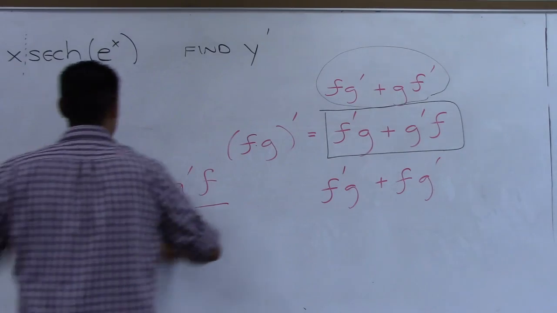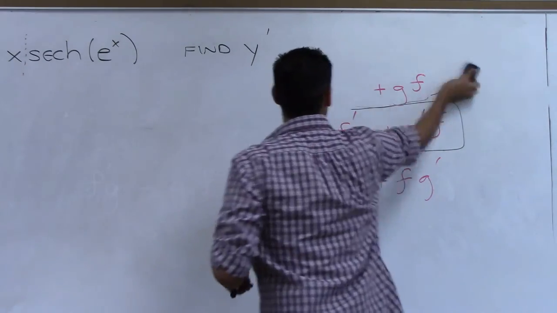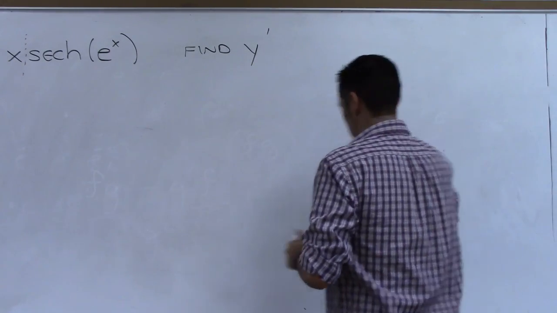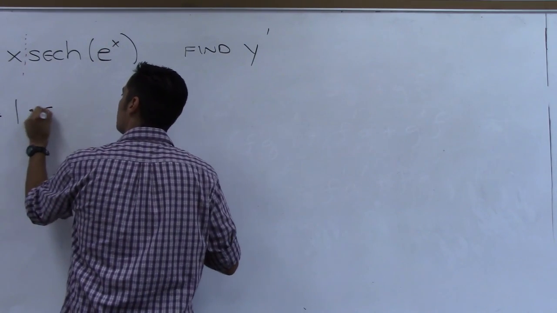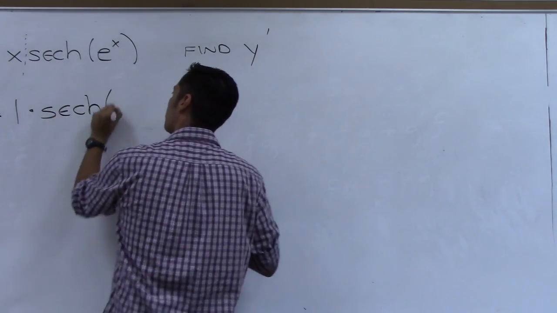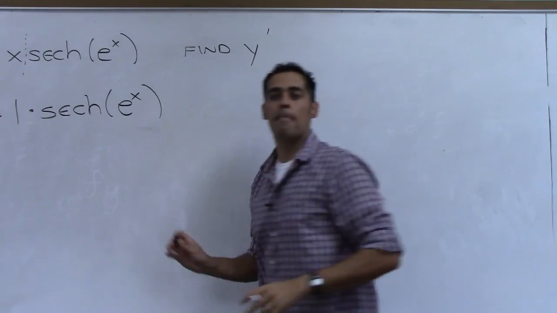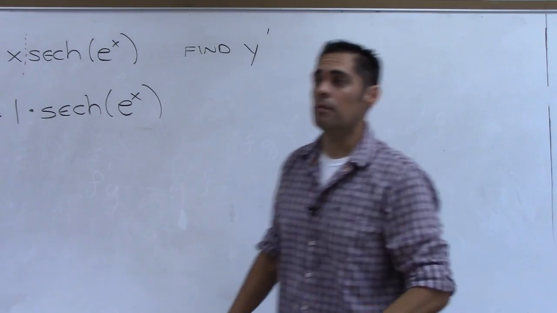So what is F prime for me here? 1. So 1, I don't need to write it, times just the other function. Yes? I'm sorry? Who's asking what?